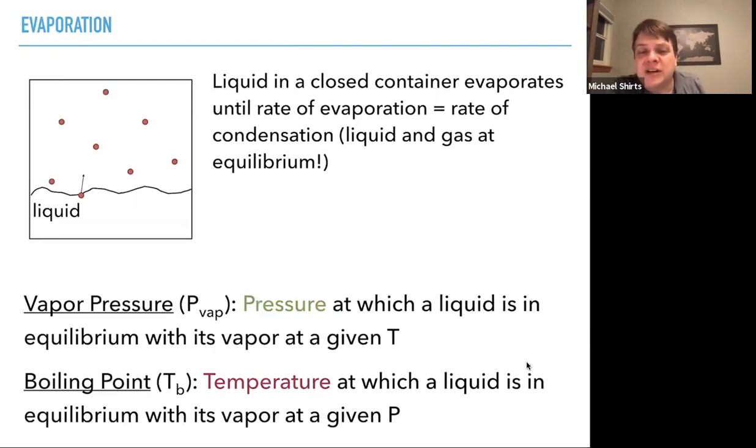The vapor pressure is the pressure at which a liquid is in equilibrium with its vapor at a given temperature. It's not necessarily the pressure of all the gases above that liquid, but it's the pressure of the gas corresponding to molecules of that liquid. The boiling point is the temperature at which a liquid is in equilibrium with its vapor at a given P. So we can take a given pressure and find the temperature that's its boiling point, or we can take a given temperature and then go up and down the pressures until we find the vapor pressure.